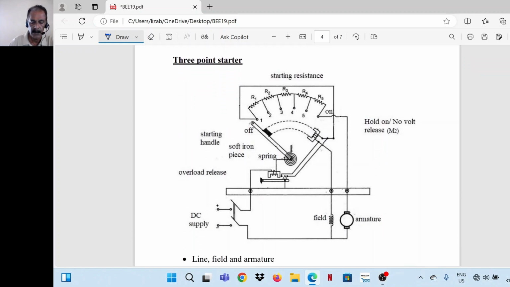Next, 3-point starter. So what is the need of a starter? First of all, this is a shunt motor, starter for shunt motor. So we know that Eb is equal to V minus IaRa, or Eb is equal to phi ZNP by 60A. So at starting, speed is equal to 0. So Eb is equal to 0 at start.